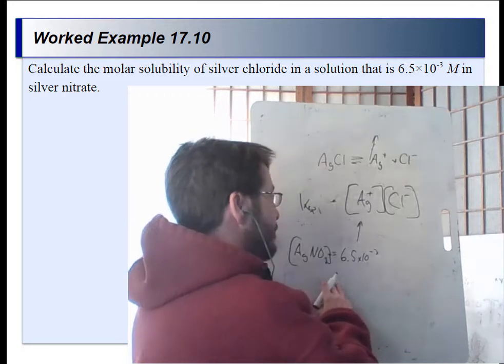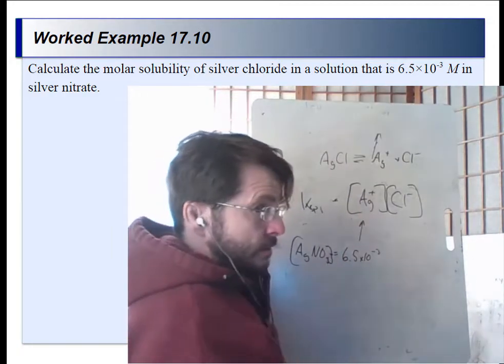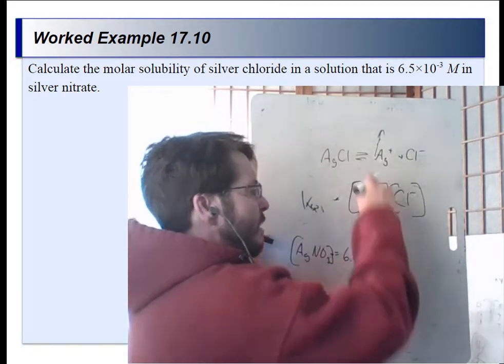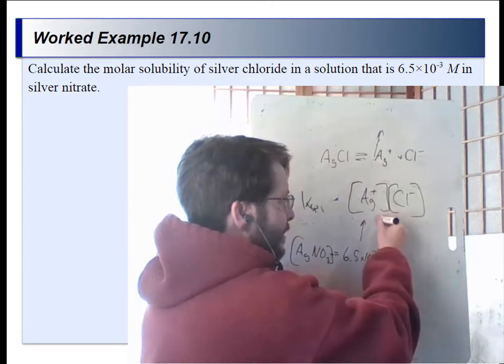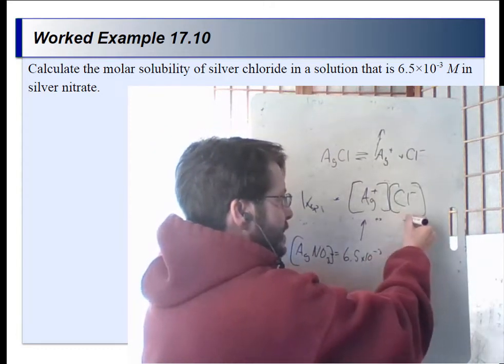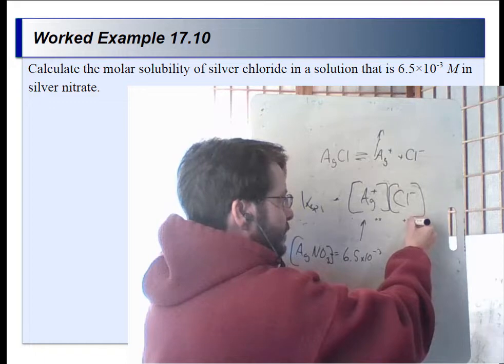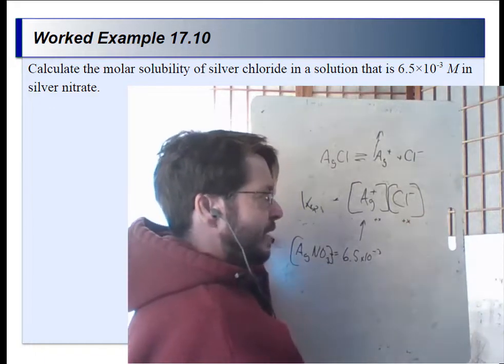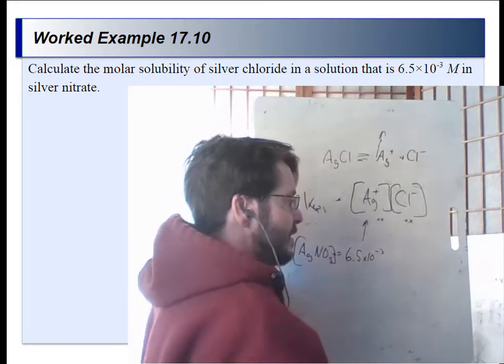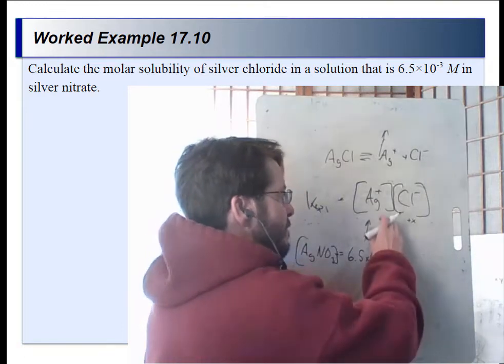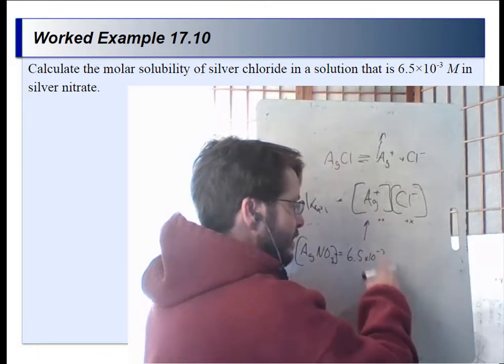Well, that is going to be the silver ion concentration. We're going to say there will be a small amount of that, plus x, all right? But again, we're going to assume that the x value is going to be small, and so therefore the amount plus x will be very minimal.